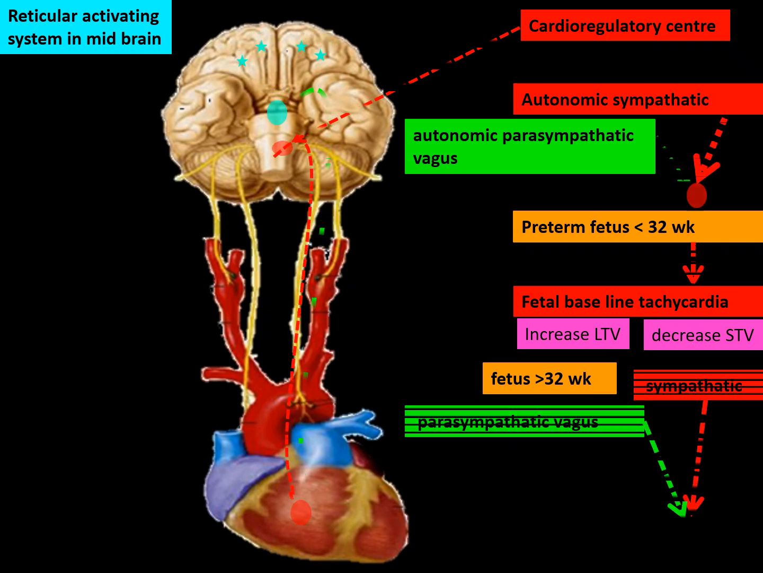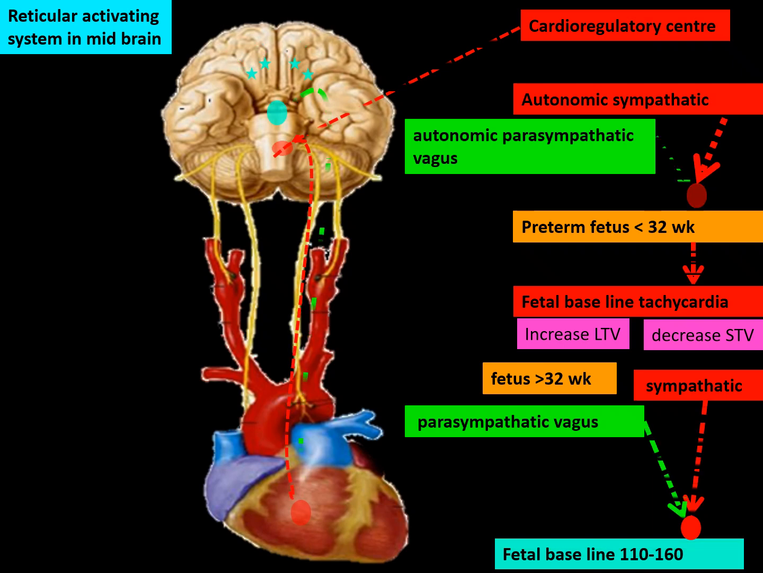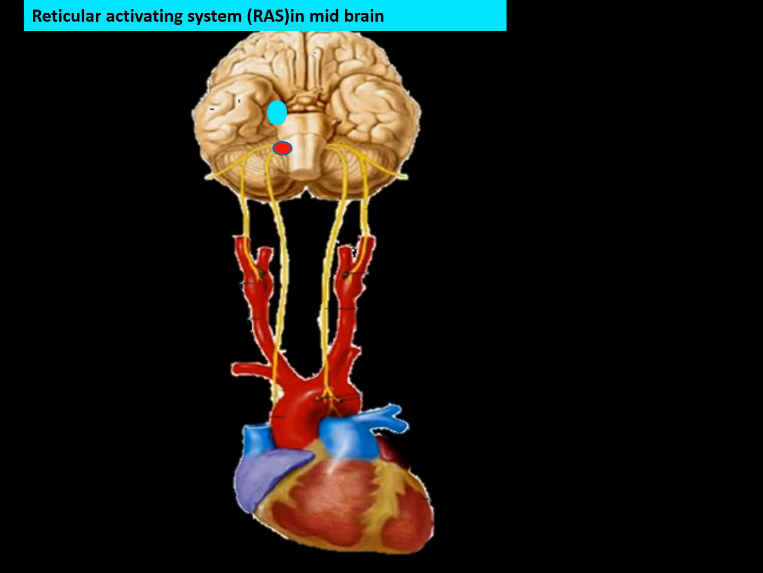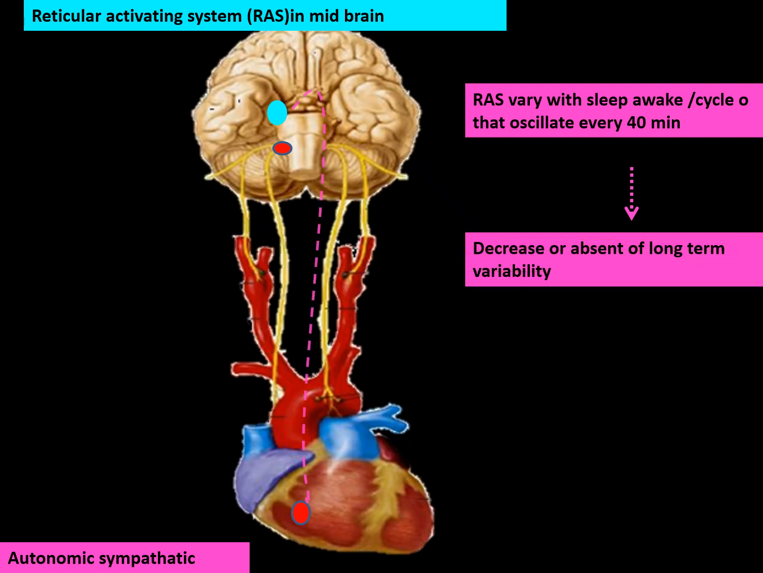With a fetus of more than 32-week gestation, the parasympathetic will grow, and this will lead to normalization of the fetal heart rate, and the variability will be intact. Remember that the reticular activating system in the midbrain is influenced by fetal movement and breathing, and all of this is affected by the sleep cycle. So the fetus sleeps between 30 and 40 minutes. During the sleep cycle, there will be a decrease or absence in the long-term variability.